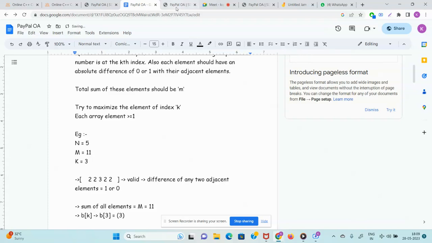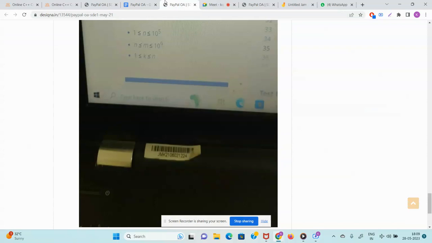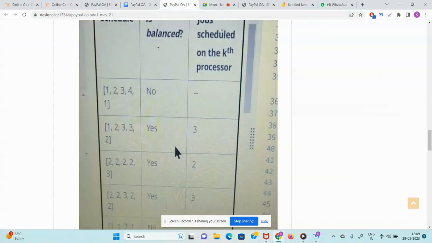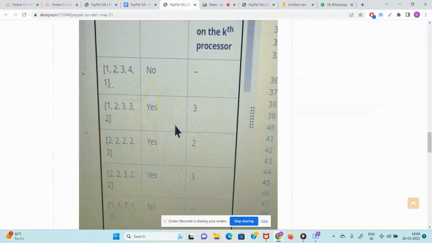So guys, they are saying let's try different combinations possible. You can see that they said this is also an array, 1 2 3 4 1, but this is not valid. Why? Because 4 and 1 have a difference of 3, and it is clearly said in the question that the difference should be 1 or 0.